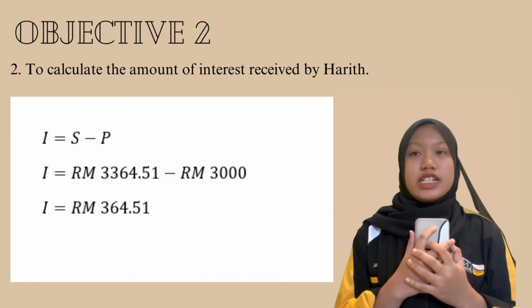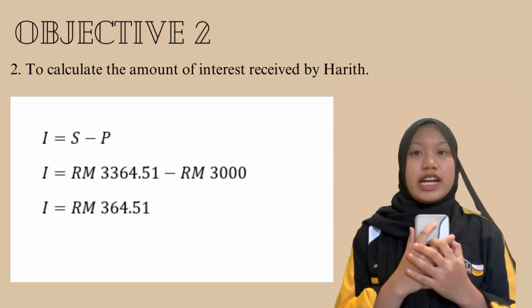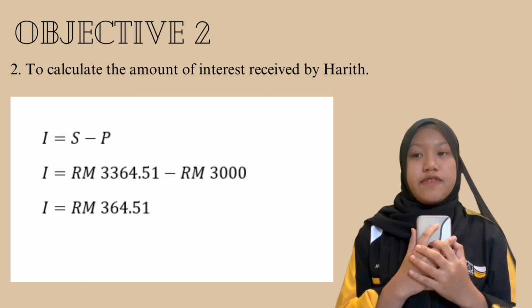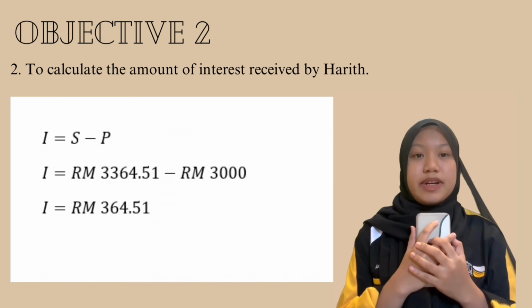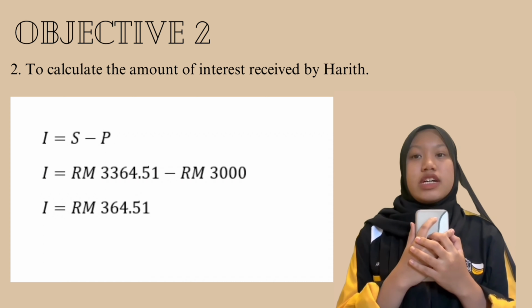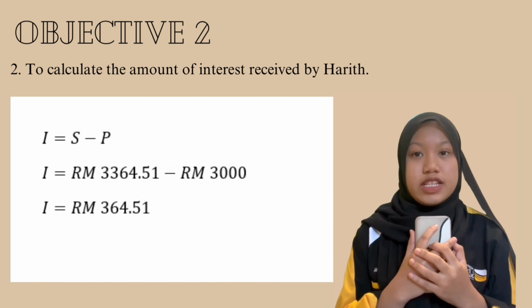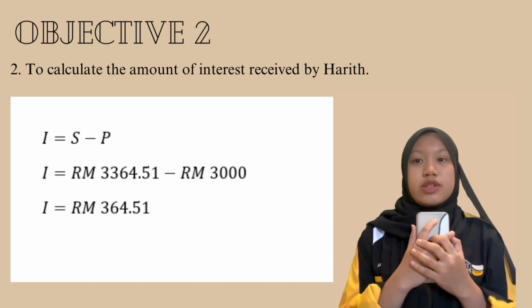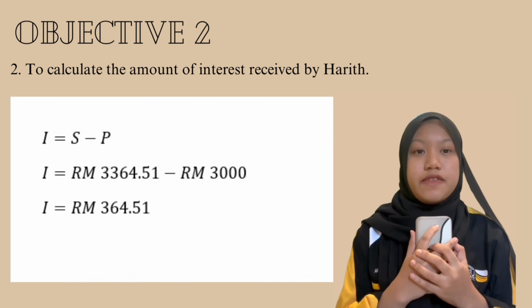For the second question, to calculate the amount of interest received by Harith, we have to use the formula I equals S minus P. I equals 3,364 ringgit 51 cents minus 3,000. So I equals 364 ringgit 51 cents.